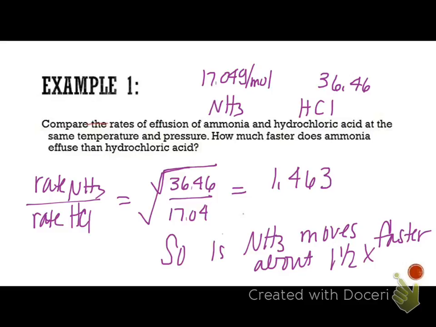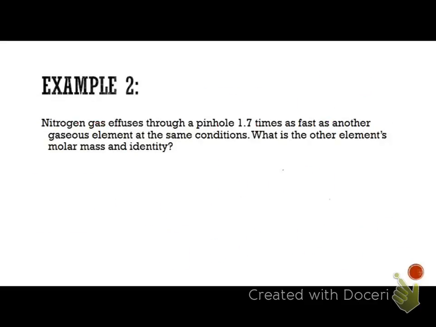But what if they give you this one? This one is telling us that nitrogen gas effuses through a pinhole 1.7 times faster than another unknown gaseous element. So you could almost use this to figure out what an element is, if you knew it was an elemental gas. In this case, it's elemental, so we'll be able to figure out what the molar mass is and compare it to an elemental gas on the periodic table.